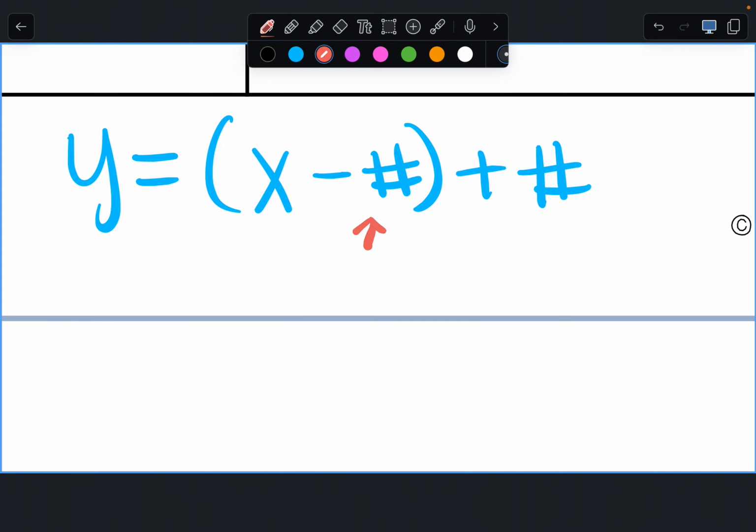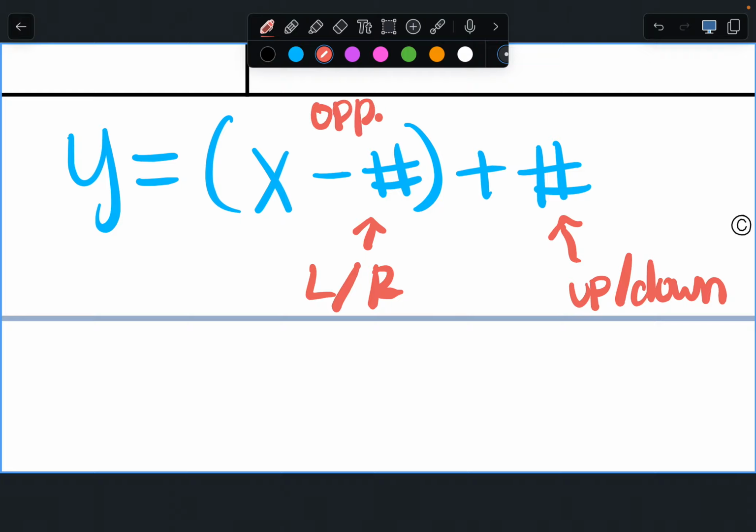All right, number inside of the parentheses moves it what? Left and right. Number outside of the parentheses moves it up and down. Okay? Inside of the parentheses, moves it left and right. Outside of the parentheses, moves it up and down. Inside of the parentheses, opposite. Okay?